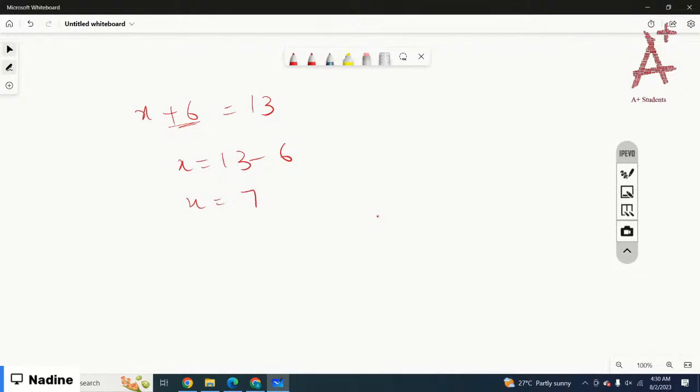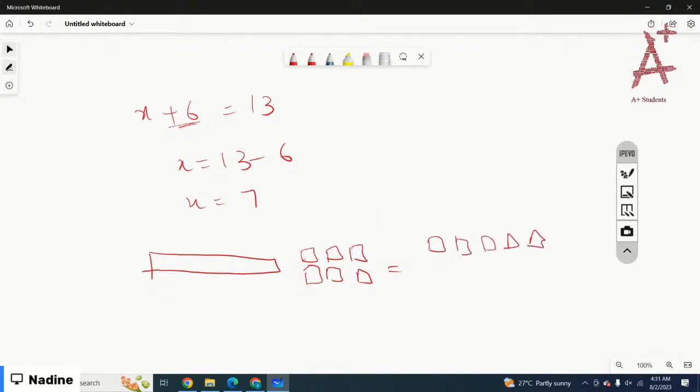So if you do the same with the picture, what you have to do, this one represents x. You have 6 tiles, and 13 tiles. What we did, we removed 6 from here and 6 from here. So you are left with x here, and here you are left with 7 tiles. So x equals 7.